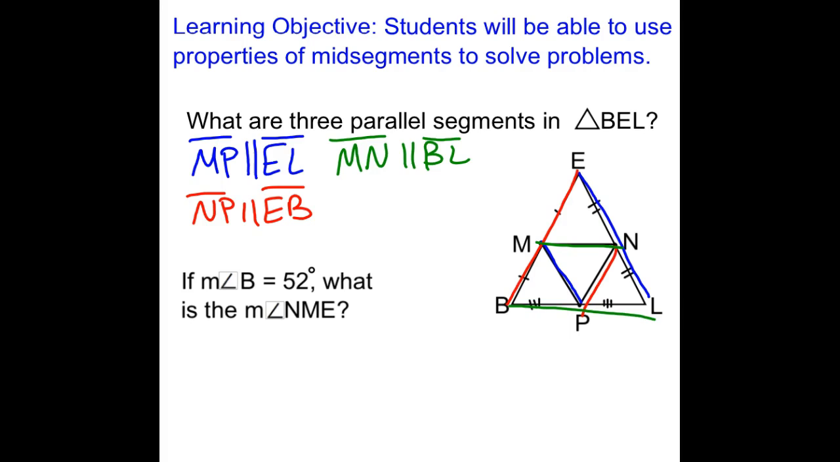So after that, we started to build off of this, since there's a ton of parallel things in here, like the greens are parallel, the blues are parallel, the reds are parallel. And we started off by giving an angle measure. So angle B is going to be 52 degrees, right here.